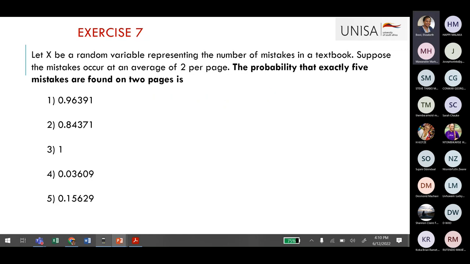Let X be a random variable representing the number of mistakes in a textbook. We have done something similar. The average, which is the lambda, is 2 per page. What is the probability that at least... At least 5. Is that greater or equal to? At least.